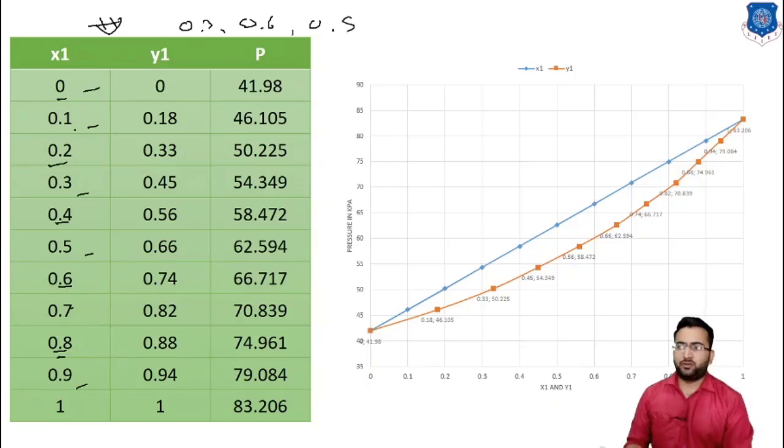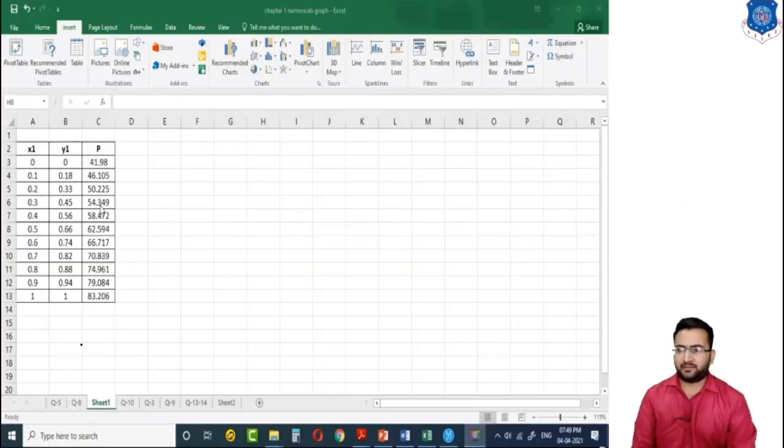You can also find the values by plotting at an interval of 0.1. If you take an interval of 0.1, you will get the table like this. And if you plot the graph in Excel, you will get the graph like this. In the exam, you have to plot the graph on graph paper. I already showed in a previous lecture how to plot the graph on graph paper. Now let's see how we can plot the graph in Excel.